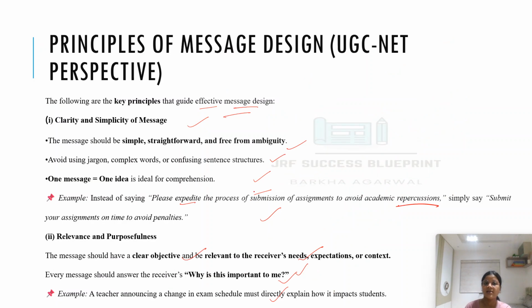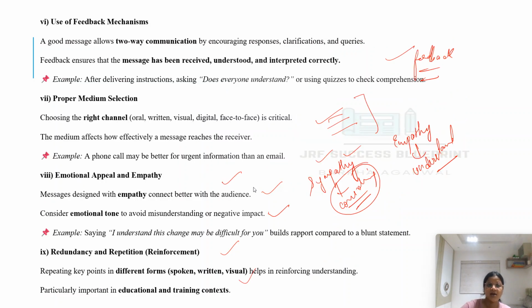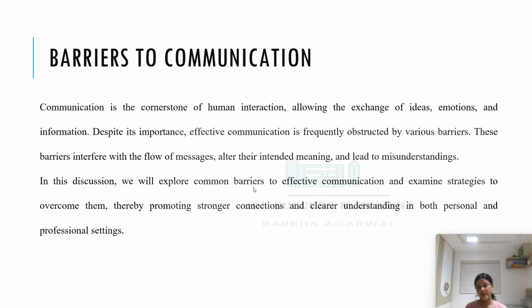So am I clear? The principles of message design: clarity should be there, it should be relevant, it should be audience centered. I'm sorry, it should be concise, it should be credible, it should use a feedback mechanism, proper medium selection should be there, emotional appeal and empathy should be there, it should reinforce the audience, right? So the message design principles are also done.